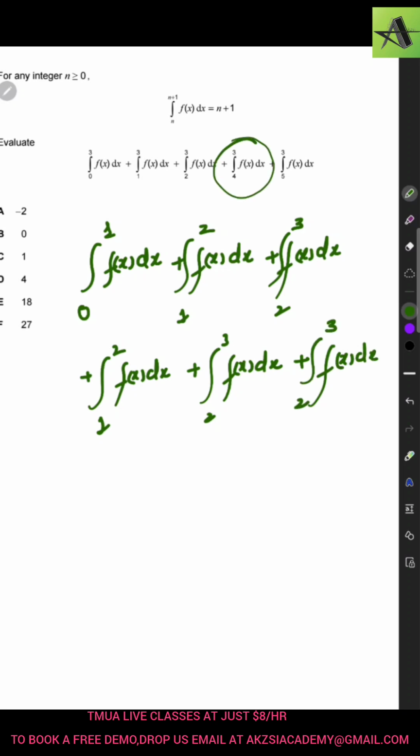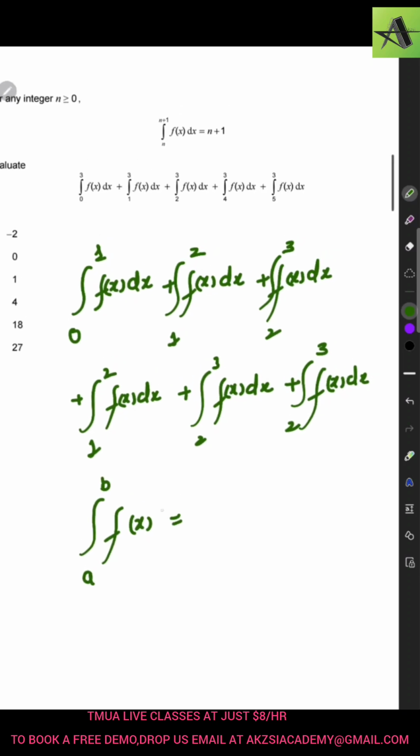This one is from 4 to 3. So that means this can be written as negative. You might be aware that when you change the upper limit and lower limit, the whole function will become negative. That means if it's from a to b and I want to change the integral limits, so b to a, then this will become negative f of x dx. Same, I'll be applying it here.